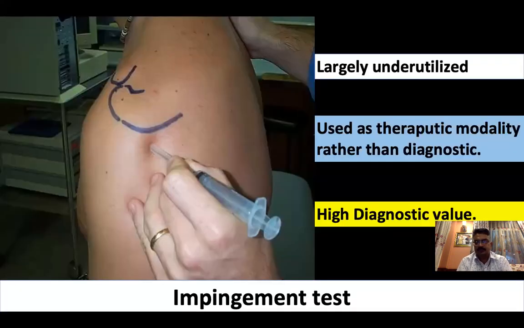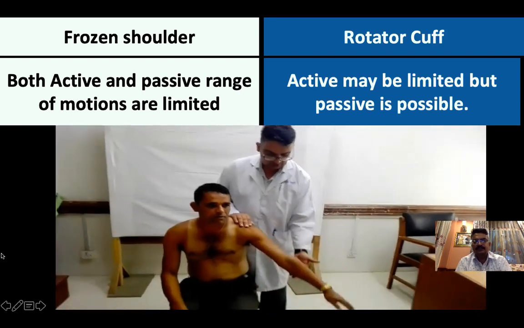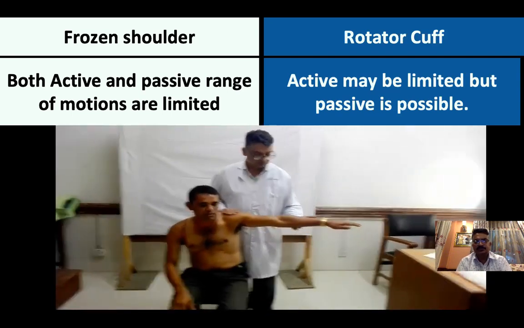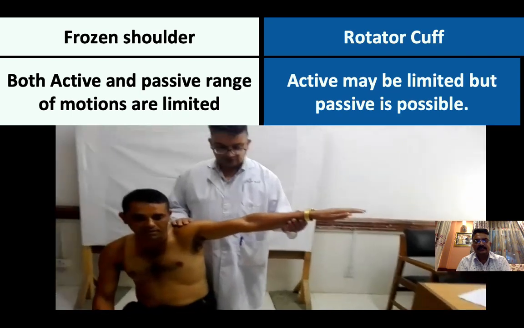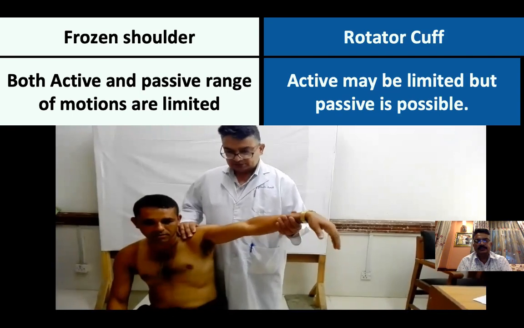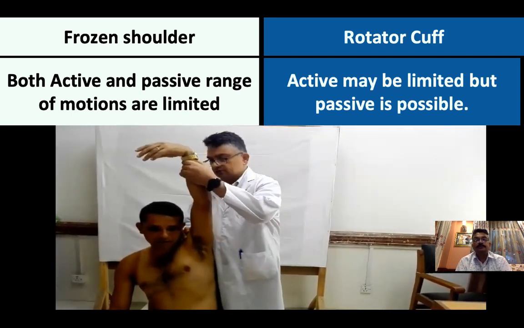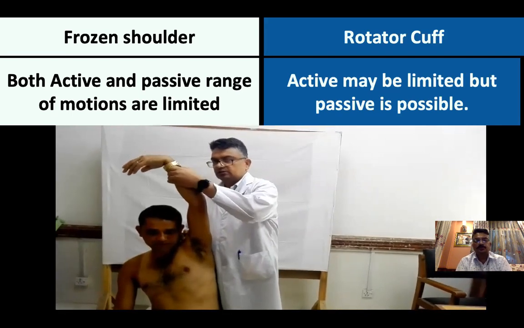So this is a very small video. If you can see what I am doing, a very simple test. In this video, the patient is doing active movement, and he says that he's not able to abduct his shoulder further than that. Then I assist and do a passive range of motion, and this patient has a full passive range of motion. So the combination of active and passive range of motion is very clearly indicative of either a frozen shoulder or a rotator cuff tear.